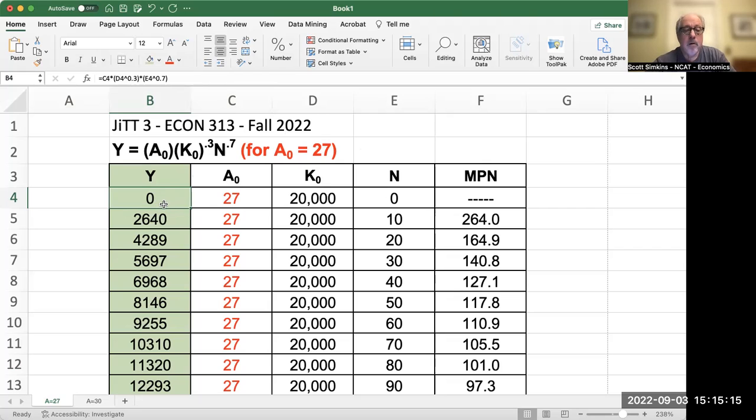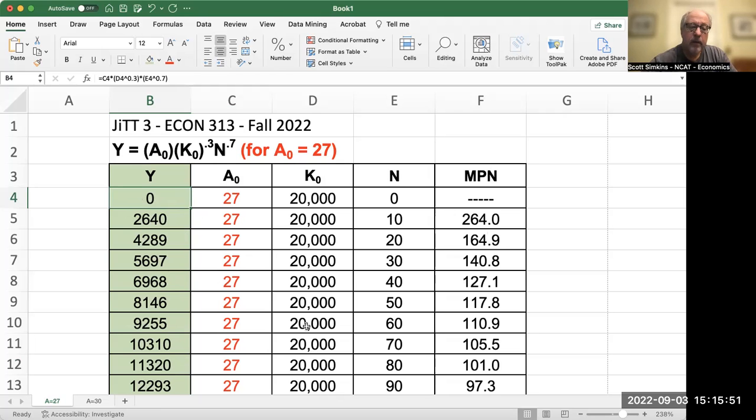And then all you have to do is copy that formula down your column. So what I did is I just copied this table out of the JiTT and brought it into a spreadsheet. You could do it by hand to get this column of Y's, but it'll take you a fair bit longer. But these are the numbers that you get. Once you copy this formula down this column, those numbers populate automatically.